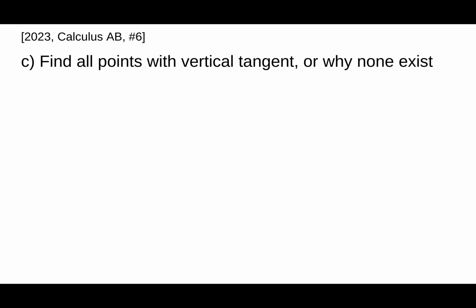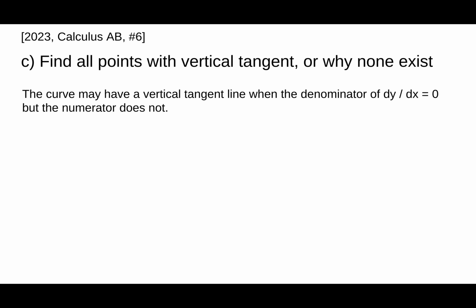In part C of this question, we have the flip side of that question: find all points with vertical tangents, or explain why those don't exist. All right, so in order to get a vertical tangent line here, we need our dy/dx to be undefined. So the curve may have a vertical tangent line when the denominator of dy/dx equals 0, but the numerator does not. So our denominator, y squared minus 2x, has to equal 0. This is going to imply that x is 1/2 y squared.